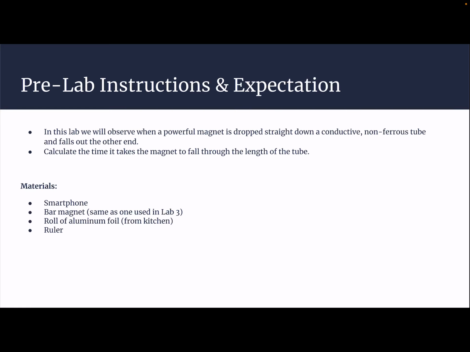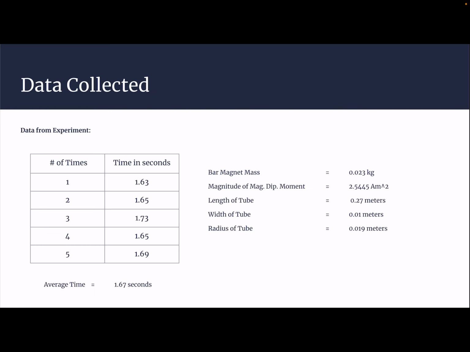Now moving into our data collected from the experiment. Here we can see that the mass of our bar magnet is 0.023 kilograms. The magnitude of the magnetic dipole moment is 2.5445 amps meters squared, which was calculated in lab 3. The length of the tube was 0.27 meters, width of the tube was 0.01 meters, and radius of the tube was 0.019 meters. From there, we ran our experiment, and we found that our average time was 1.67 seconds for the magnet to enter and leave the tube.